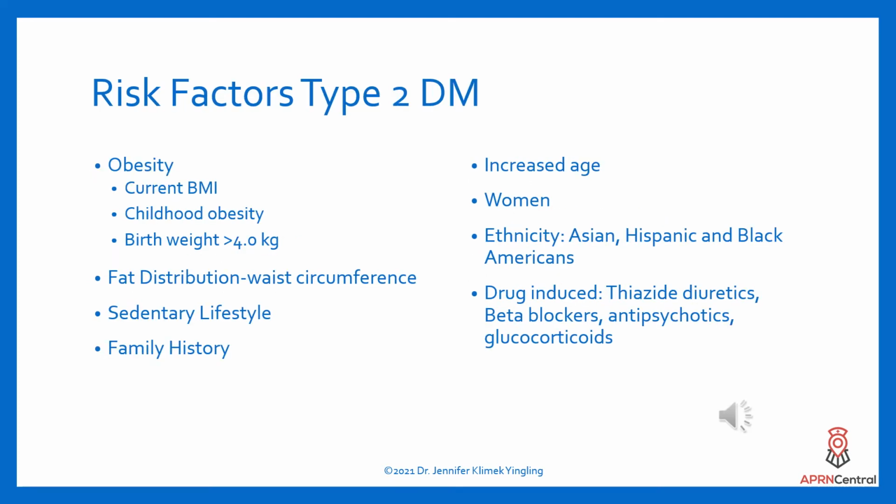With diabetes type 2, there are several risk factors associated with this disorder. One of the biggest ones is obesity. As the NP, you want to look at the current BMI. Is there a history of childhood obesity? Is there a birth weight history where the individual was more than 9 pounds? You also want to think about the individual's fat distribution. You think about people who are built like apples, right? Skinny arms and legs, big bellies. Increased waist circumference also is a risk factor for type 2 diabetes.